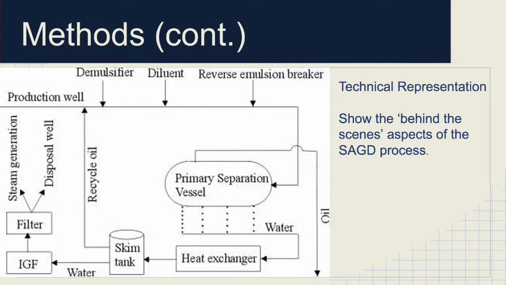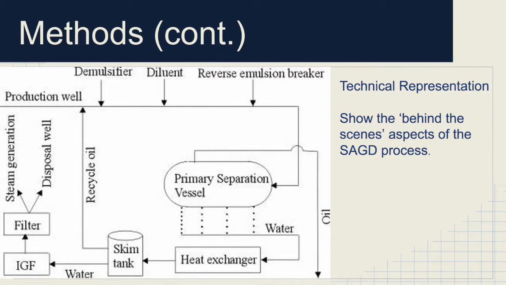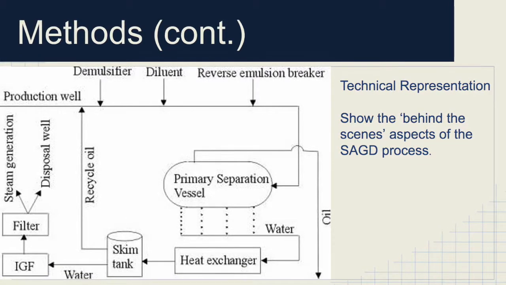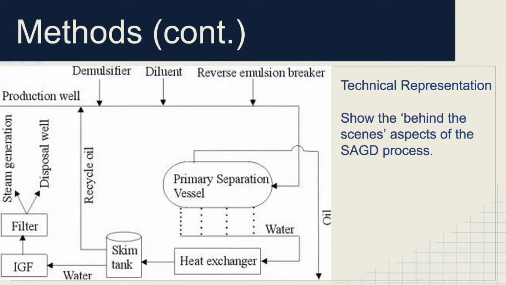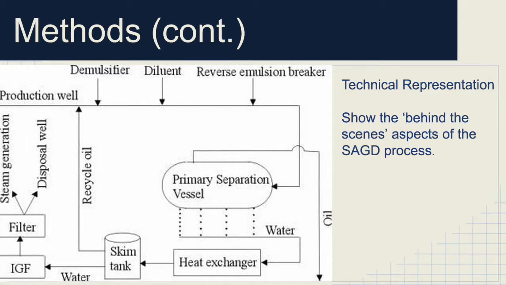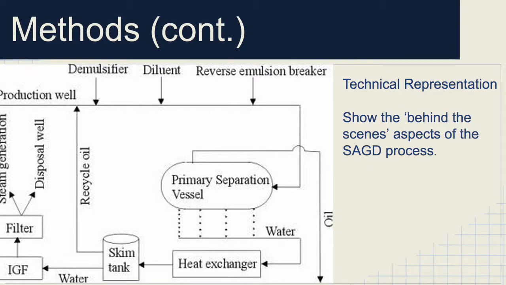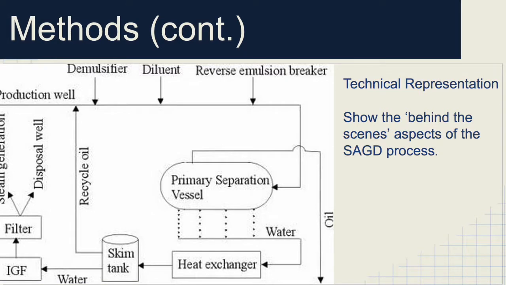SAGD also uses some heavy fractions of the recovered oil to produce syngas. Syngas is a gaseous fuel composed primarily of hydrogen, carbon monoxide, and often carbon dioxide. This syngas is then used to heat the recycled water into steam again. The newly generated steam is then injected back into the deposit again to fuel the extraction.